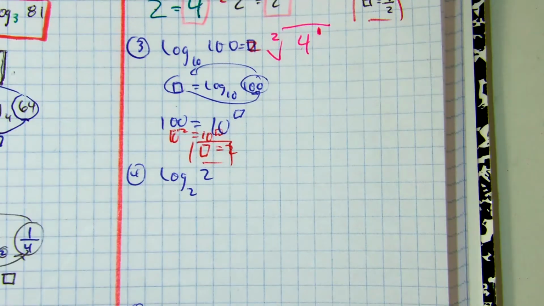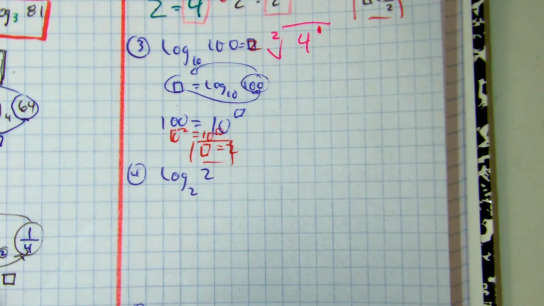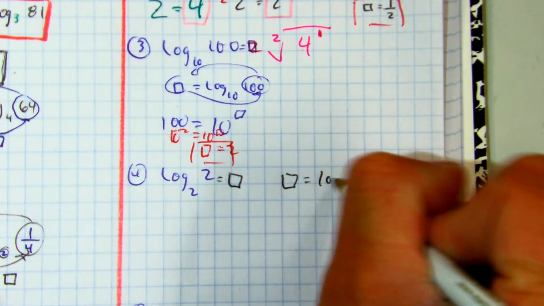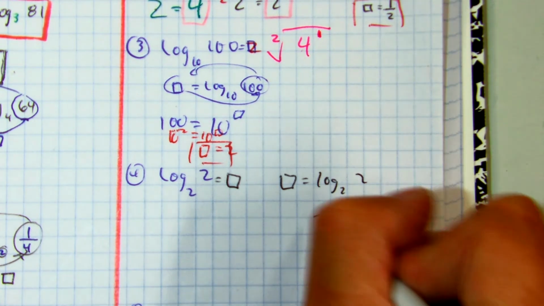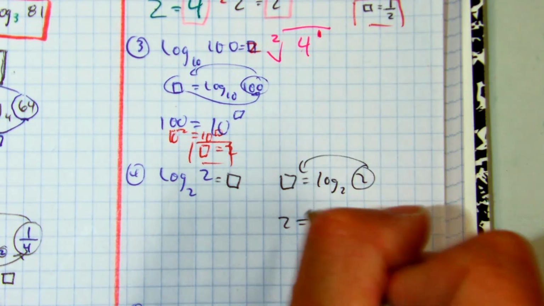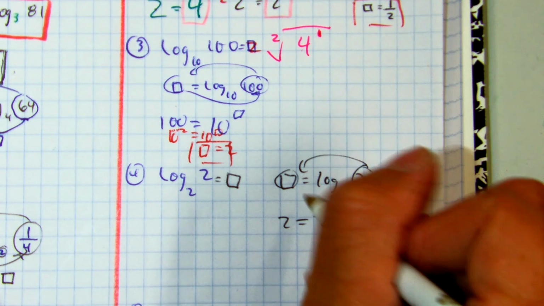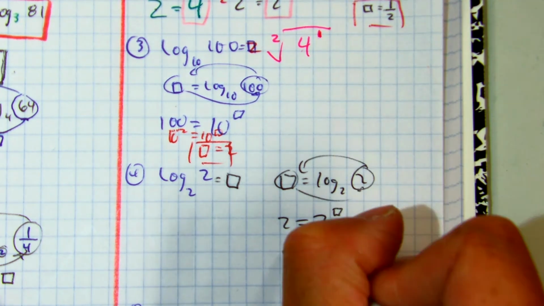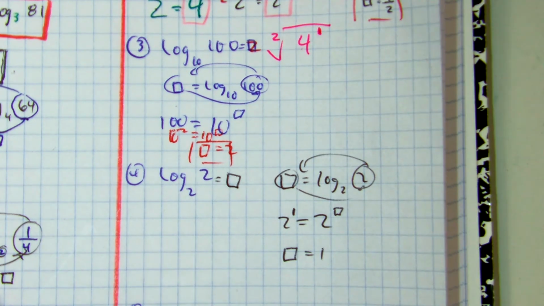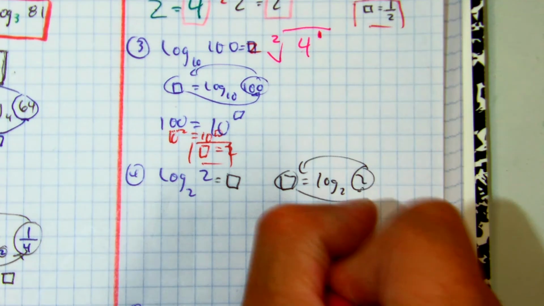Let's try this one. Boys, what's your base? 2. What goes on the left? 2. And what's its exponent? 1. Box is equal to 1, right? Box is equal to 1, so put a 1 right there.